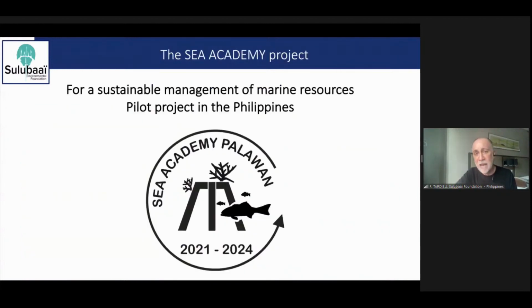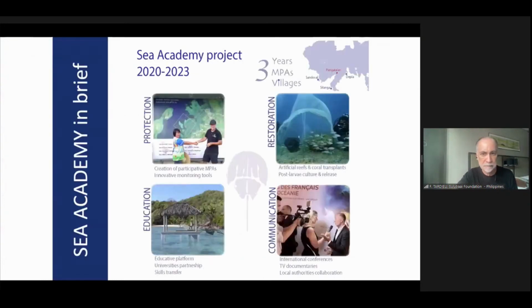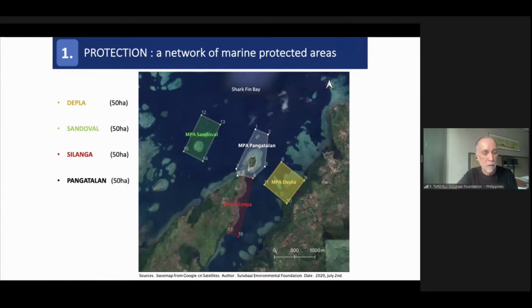The Sea Academy is divided into 4 acts: preserve the ecosystem by creating 3 participatory marine protected areas; restore coral reef and fish population within the MPAs; sensitize and educate students and adults for a sustainable management of marine resources; and share the experience and replicate it. The Sea Academy, with the 3 community marine protected areas and the Pangatalan MPA together, forms a network of MPAs with corridors for the traditional activity of the fishermen, controlled by guards day and night.